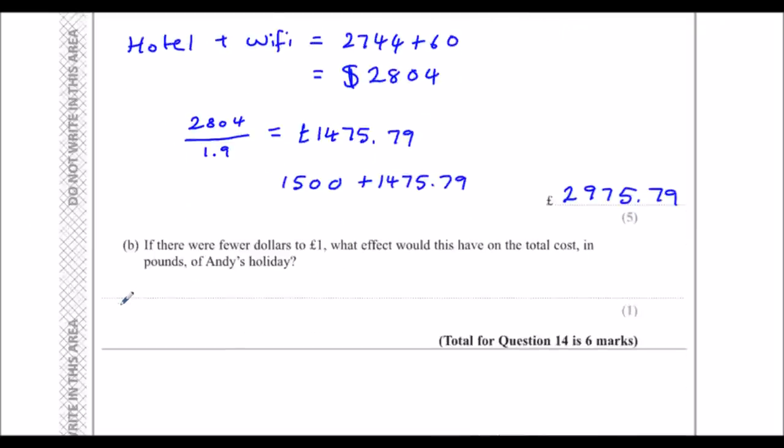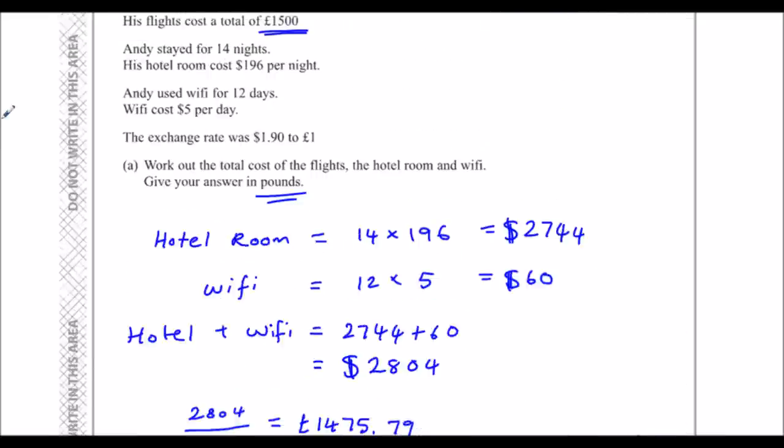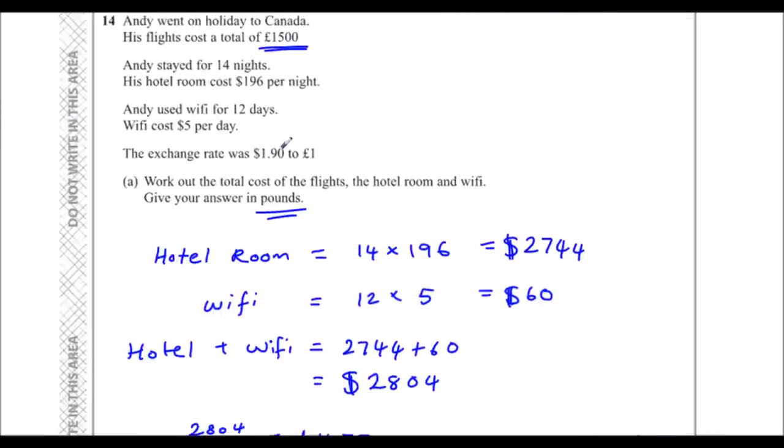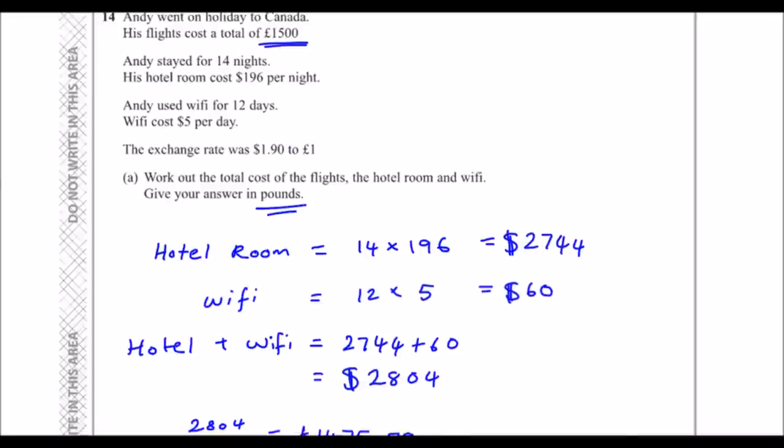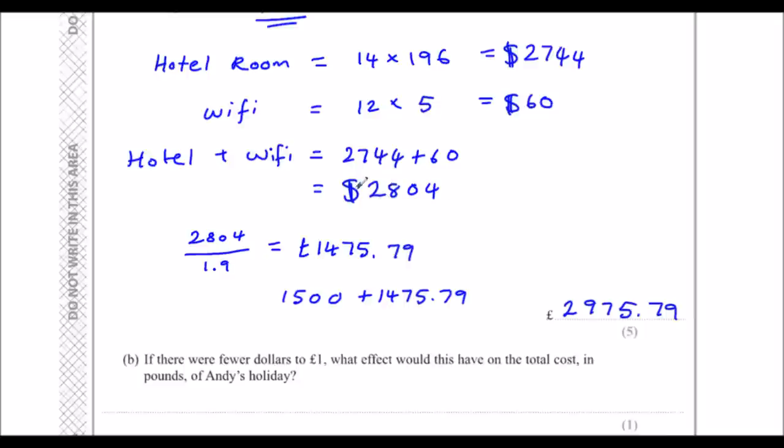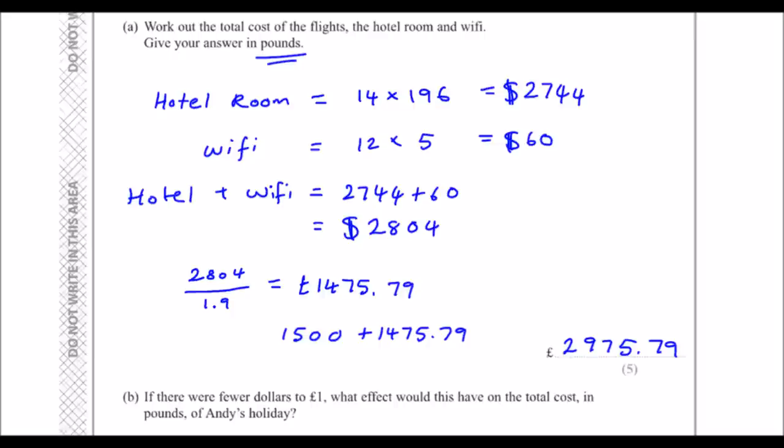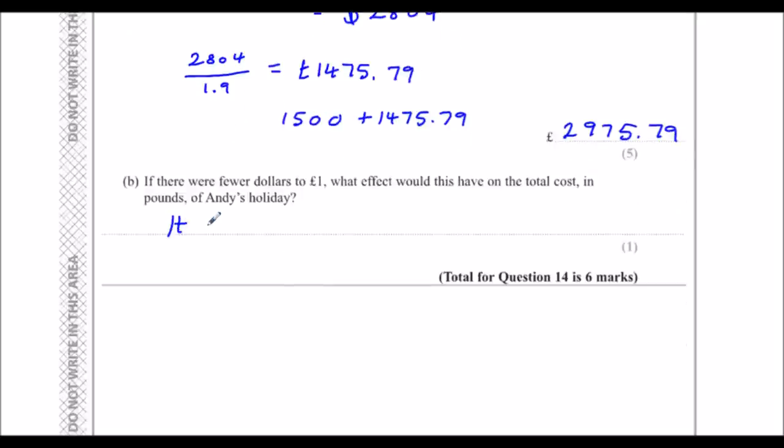Part B, if there were fewer dollars to a pound, what effect would this have on the cost in pounds of Andy's holiday? So if there were fewer dollars to each pound, so say it was $1 to £1, then it would cost a lot more. So that would be £2,800 plus £1,500, which would be over 4,000. So it would cost more.